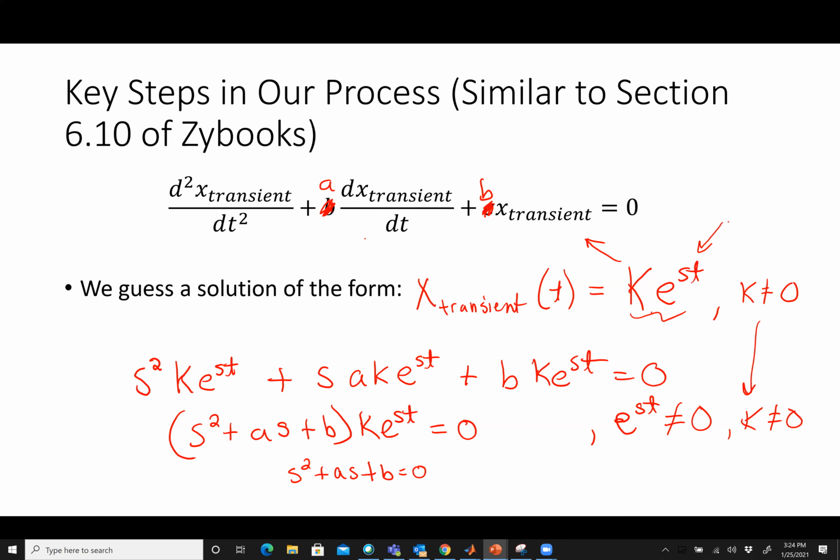Now, those roots can be complex. For people who have taken 2254, what does it mean if I get complex results for s? Do I still get straight up exponentials like e to the st? I'm going to get an imaginary part and a real part, which means I'm going to get a combination of exponentials and what? Sinusoids. Yeah, that's right.